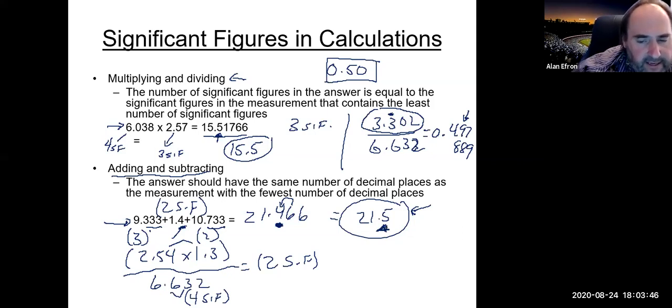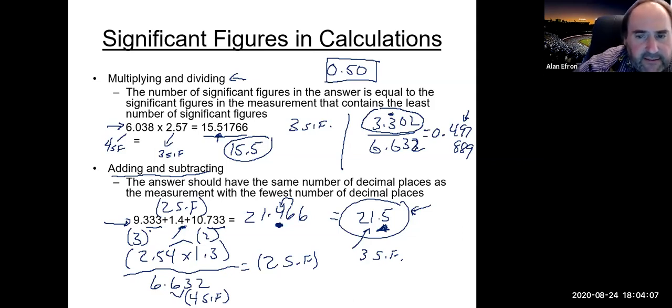Now, this number has one decimal place, but if you were asked how many significant figures this number has, it has 3 significant figures, starting to count with the 2, which is significant, the 1 is significant, and the 5 is also significant. That's how you would get 3 significant figures in that particular case.